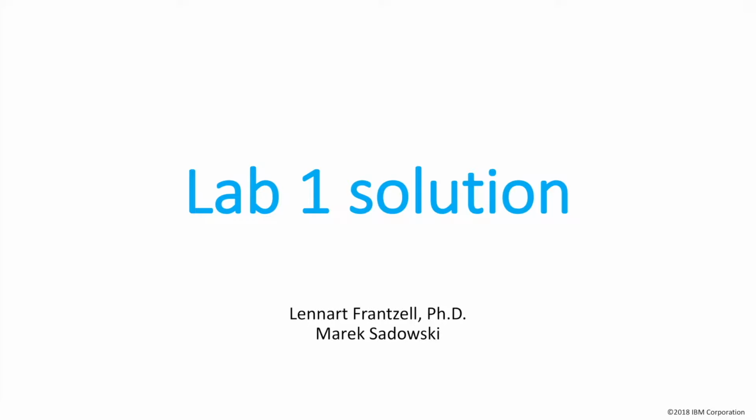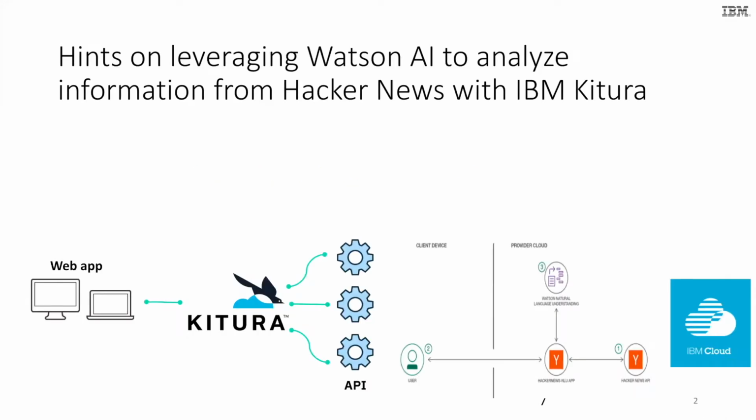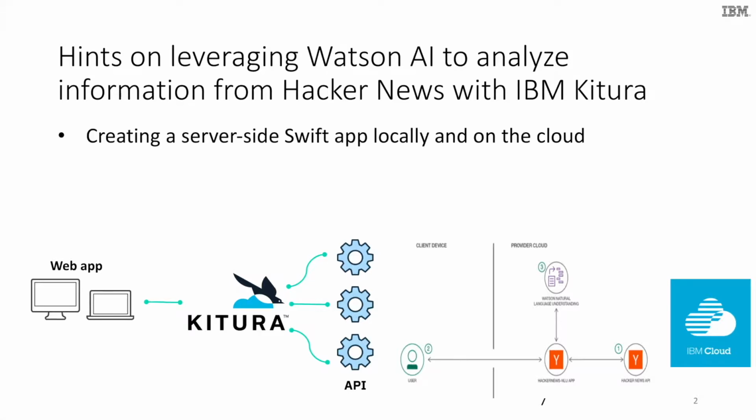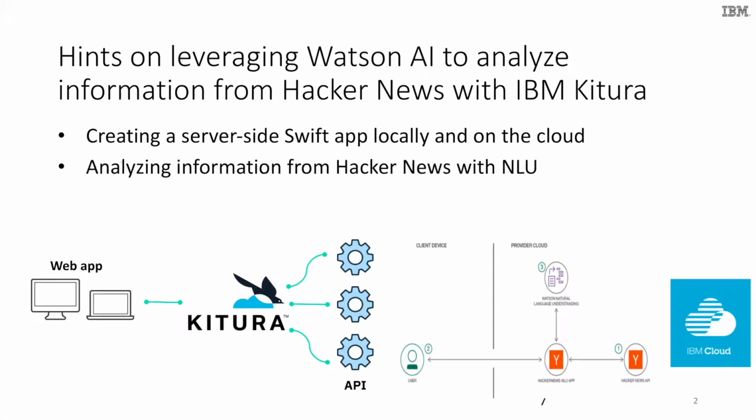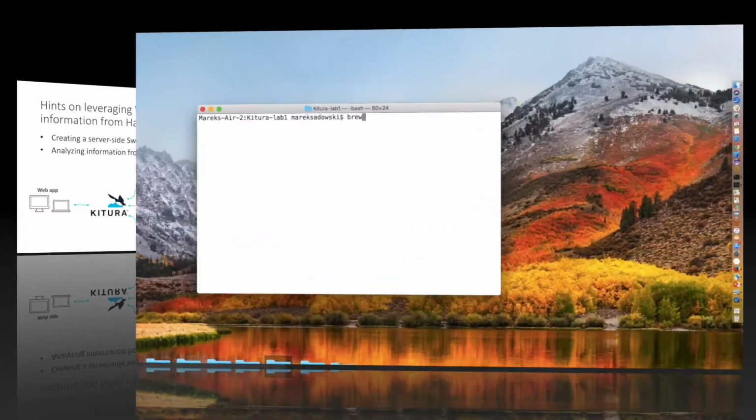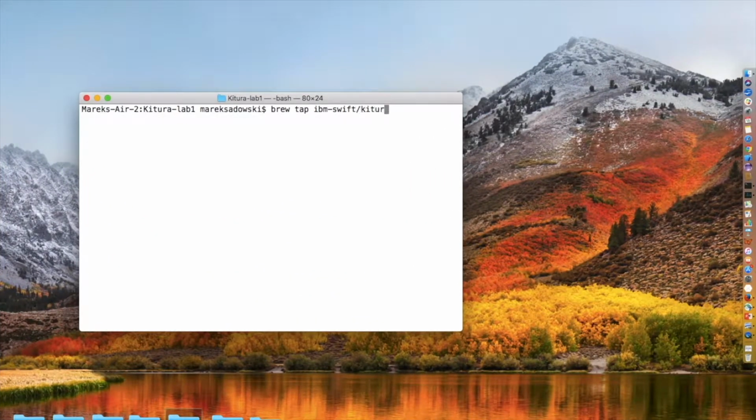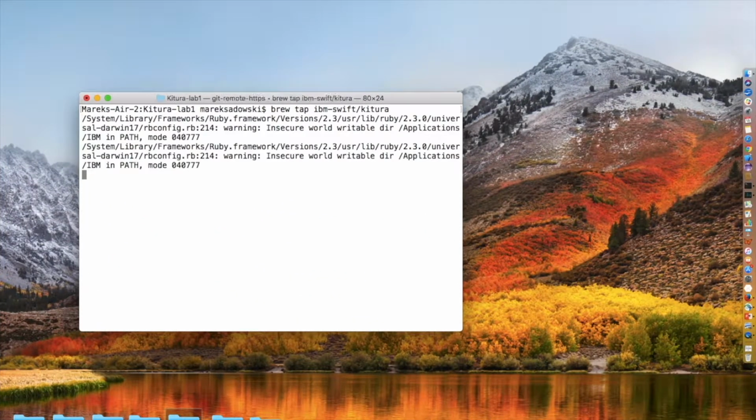Lab 1 solution video will demonstrate how you can create a Kitura server and application. First, we will create the server-side Swift application locally and then on the cloud. In the second step, we'll connect to Hacker News and analyze Hacker News with the Natural Language Understanding service. So let's start with brew Kitura service.